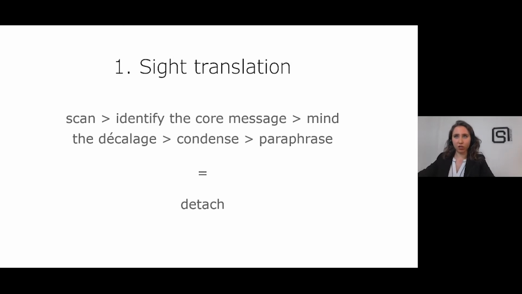Now, this is how sight translation usually works. For those of you who are not so familiar with this interpreting mode, I would like to give you an example. Sight translation is actually very used in the United States, in court interpreting, for example. It means that interpreters do not listen to a text or to a speaker. They simply scan and read the text. While they read it, they have to identify immediately the core meaning, the key points. At the same time, they have to bear in mind the décalage.